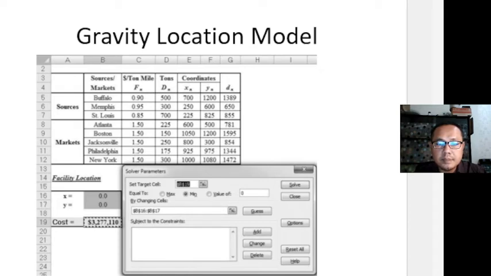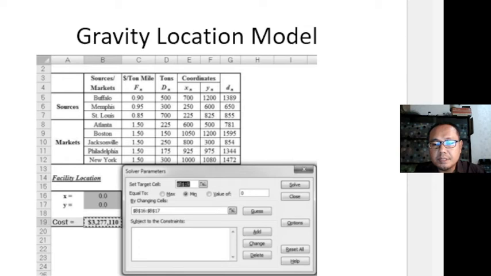So you can see the next step is to invoke Solver, within the Solver Parameters dialog box in figure 5.8. Now the following information is entered to represent the problem. Set cell B19 equal to Min, by changing variable cells B16 to B17. Select Non-linear and click on the Solve button.